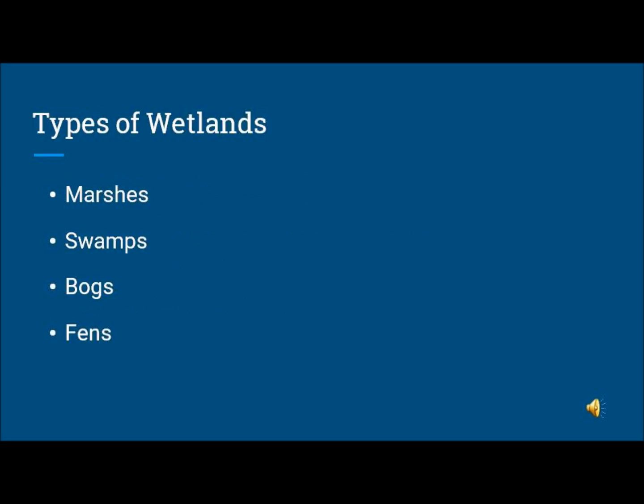The wetlands biome is a combination of land and water. The land can be mostly underwater for part of a year, or it can be flooded only at certain times. There are 4 different types of wetlands: marshes, swamps, bogs, and fens.